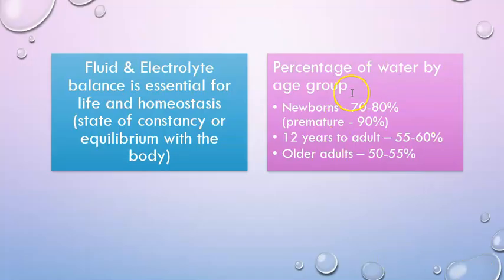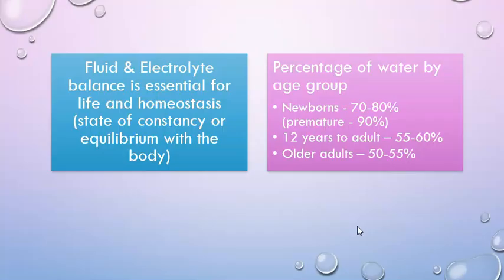If you look at this chart, it says the percentage of water by age group: your newborns and your premature babies, the fluid volume is 70 to 80%, and then with your preemies is 90%. 12 years to adulthood is 55 to 60%. Your older adults is 50 to 55%.